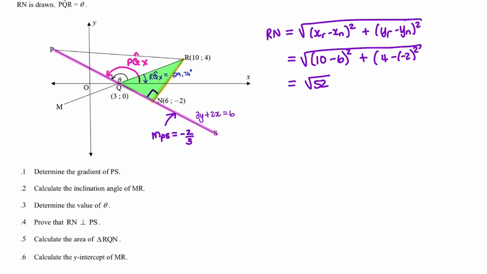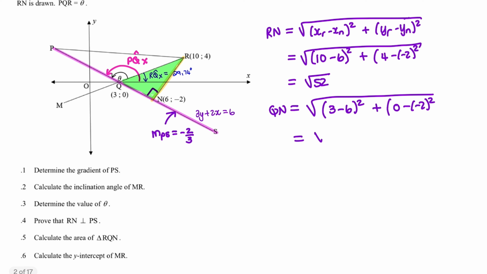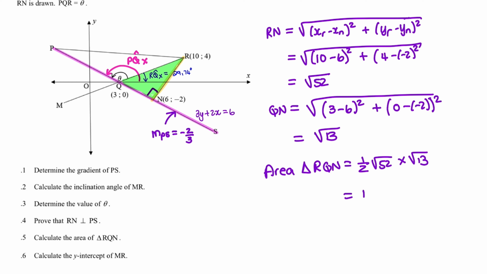Now we need the length of QN. So again, I'll use the distance formula, and when I substitute, I have 3 minus 6 squared, that's the difference of x's, plus the difference of y's, which is 0 minus 2 squared. And that simplifies to the square root of 13. So the area of the triangle RQN is equal to half the square root of 52 times the square root of 13. And when you use your calculator, you'd find that this is 13. So no units were given, so you say 13 units squared.